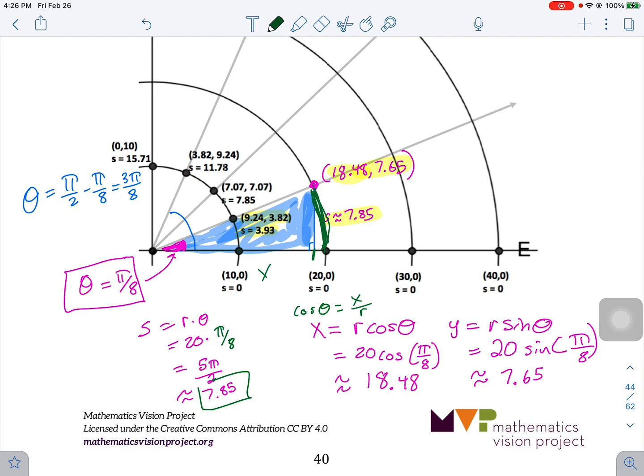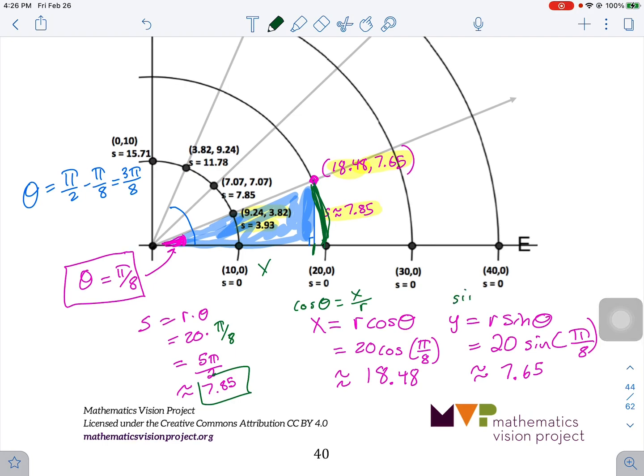And then we can also say that the sine of theta is y over radius, or opposite. So if this is theta, sine is the opposite over the hypotenuse, which is radius. So therefore y is r sine of theta. R is 20, theta is pi over 8, we get approximately 7.65, so that's the y value. So now we have an xy coordinate, 18.48, 7.65. We also have an arc length of 7.85.